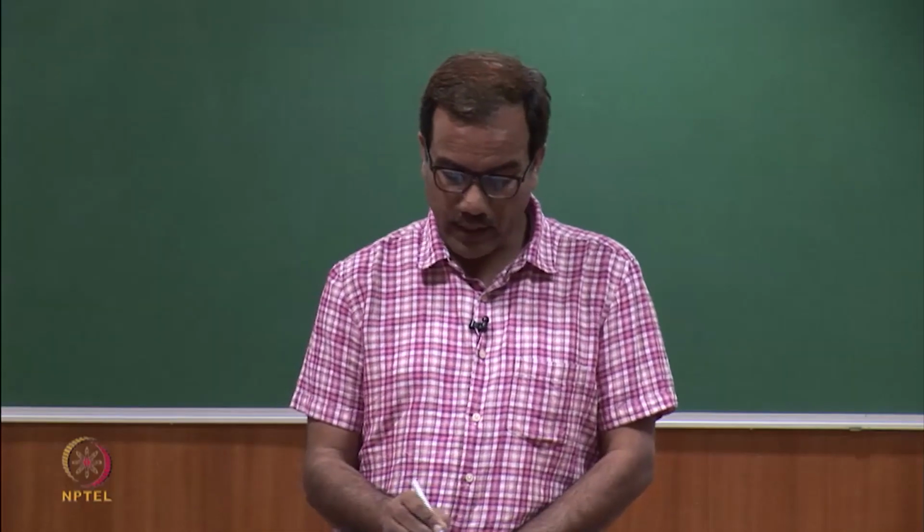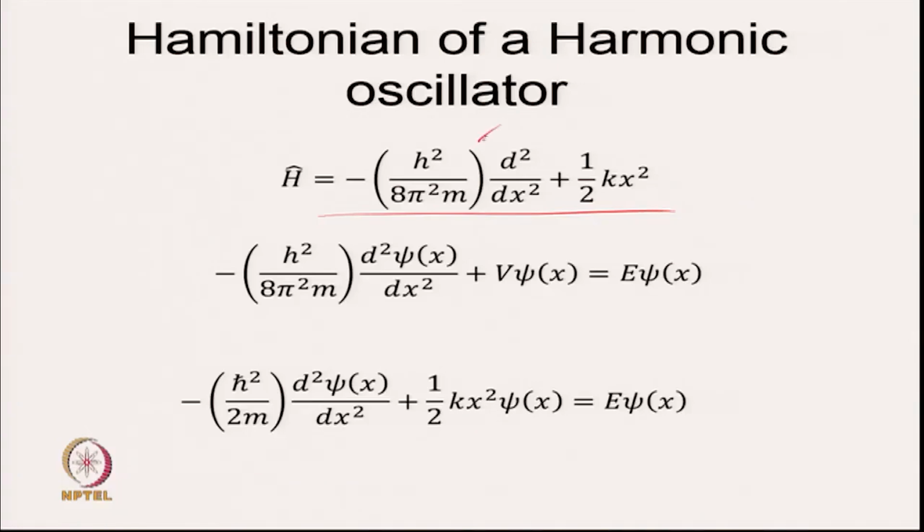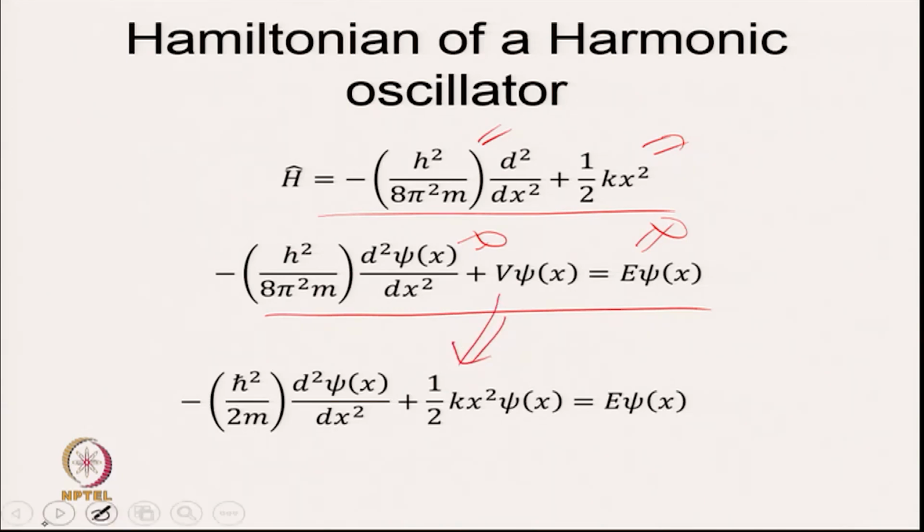So, this is your Hamiltonian, this is the kinetic energy part, and this is the potential energy part. When we apply it to the wave function of the vibrating system, we have the Schrodinger equation, and if we are able to solve this, we can get the energy values for different vibrational levels. So, we just put in the value of potential energy, half k x square, and now we need to solve this.